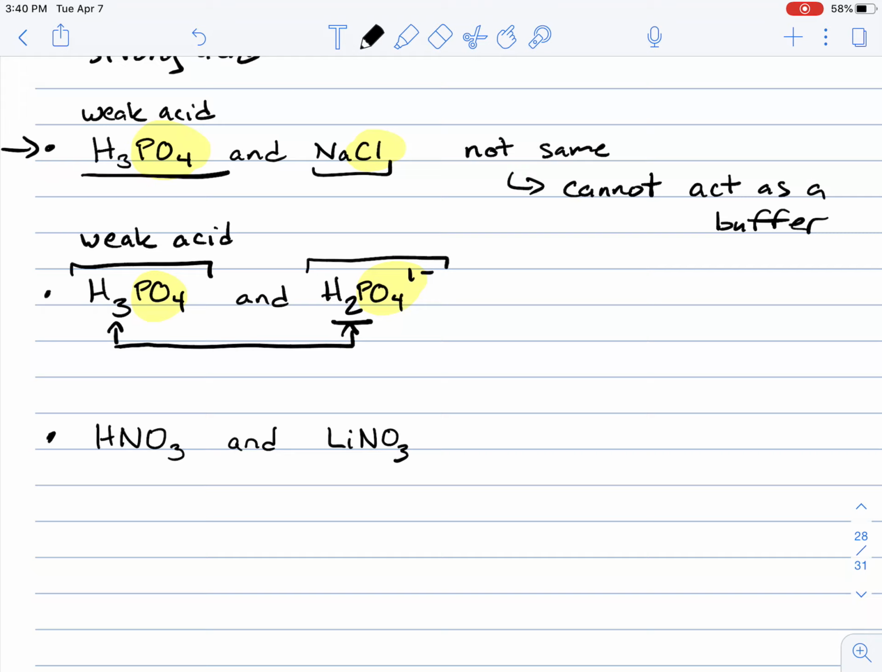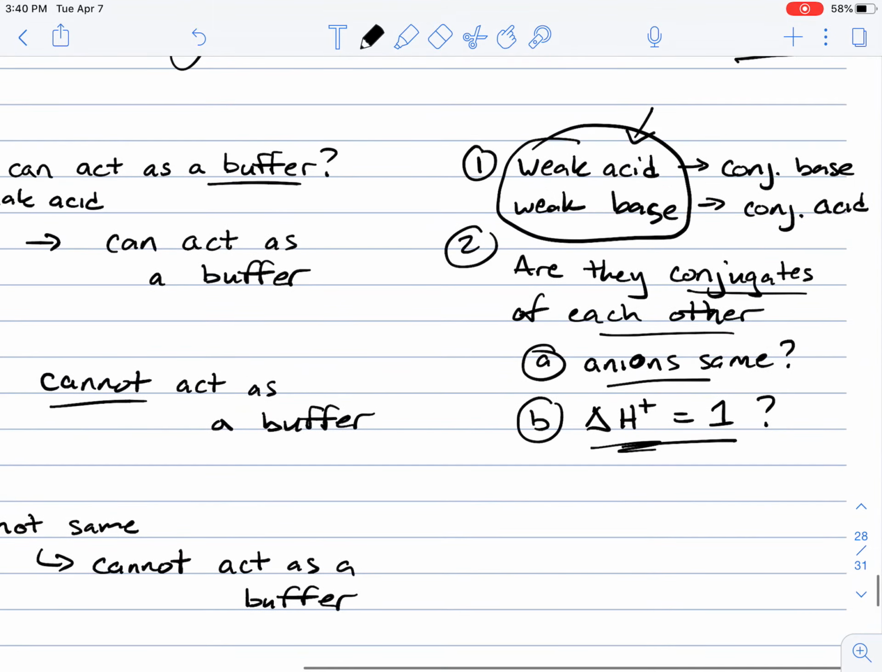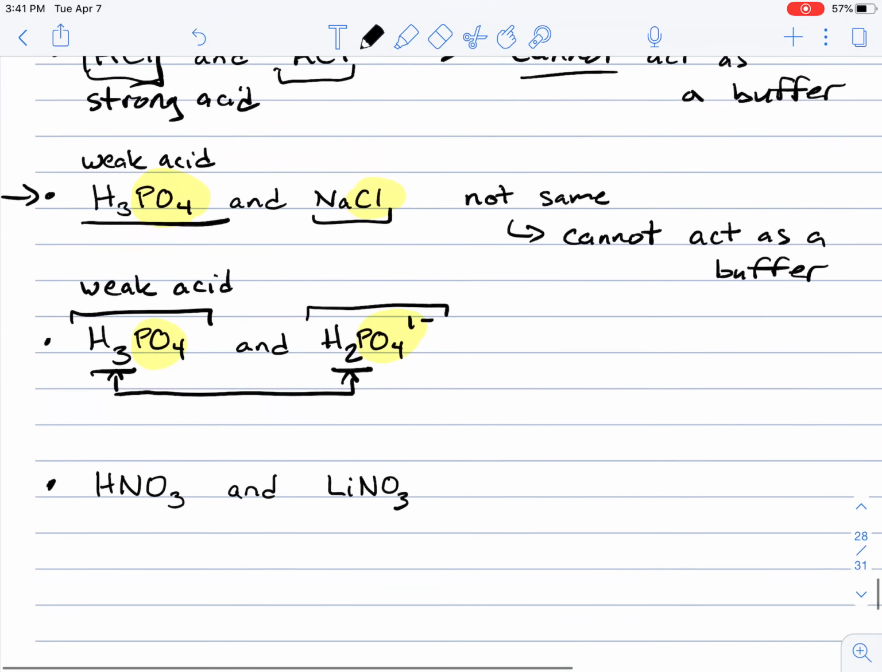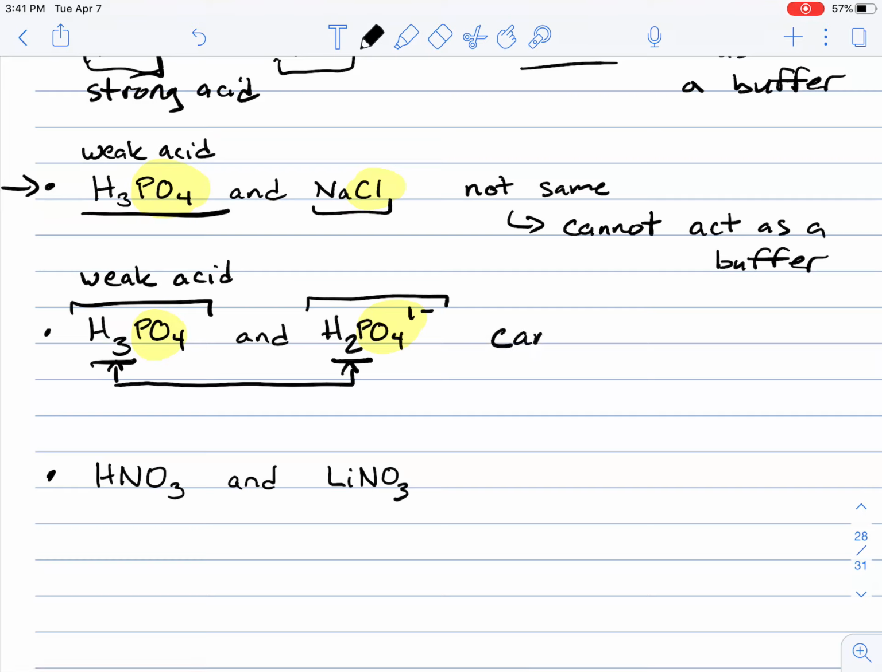Now, if you looked at 2 and 3, you might say, oh, that's -1. So just take the absolute value. The difference between those two compounds in terms of the number of hydrogen ions must be just 1 unit. Since it fulfills all 3 criteria, it's a weak acid, the anions are the same, and the difference of hydrogens is 1, you can conclude that these two compounds can act as a buffer.